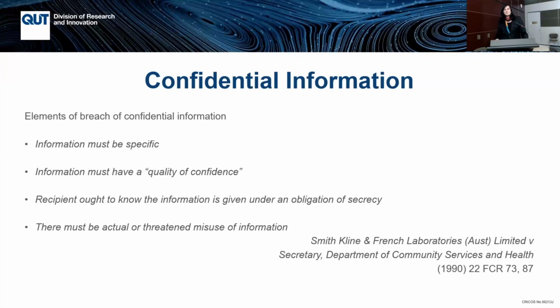Confidentiality and confidential information only really kicks in when that information is handed over to another party, and that's when the obligations come about. But that other party has to know that the information is secret or reasonably ought to know that the information is given under an obligation of secrecy. If it's just given away as sort of free information between two parties, then confidentiality might not kick in. And then there must be some actual threatened misuse in order to create the breach.